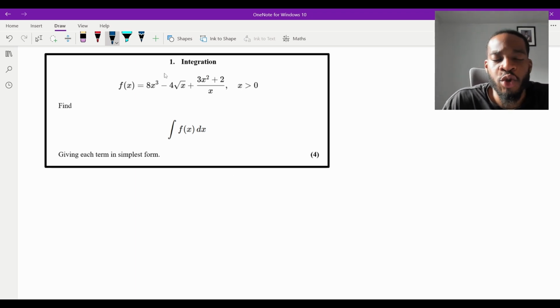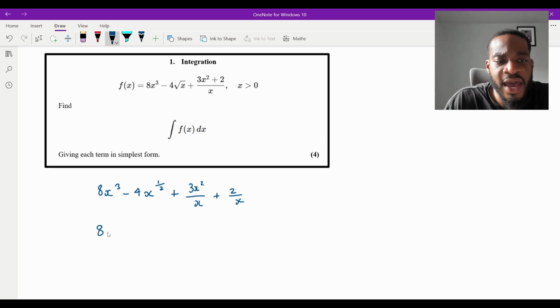All right, so firstly, integration. There's a lot going on here. What you want to do is separate them and write them in terms of powers. The ax cubed is absolutely fine. We've got a root x there, that's x to the power of a half. Then this one we need to separate, don't we? So it's going to be 3x squared over x plus 2 over x. Now I'm going to simplify that. So I've got ax cubed minus 4x to the power of a half, and then that will just be plus 3x, wouldn't it?